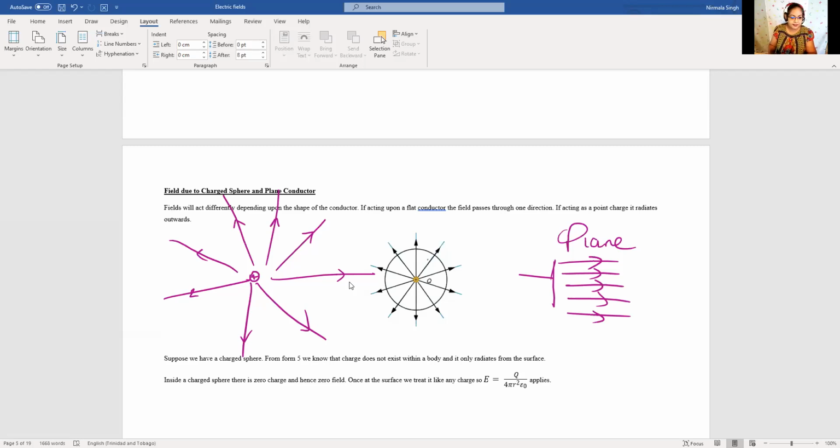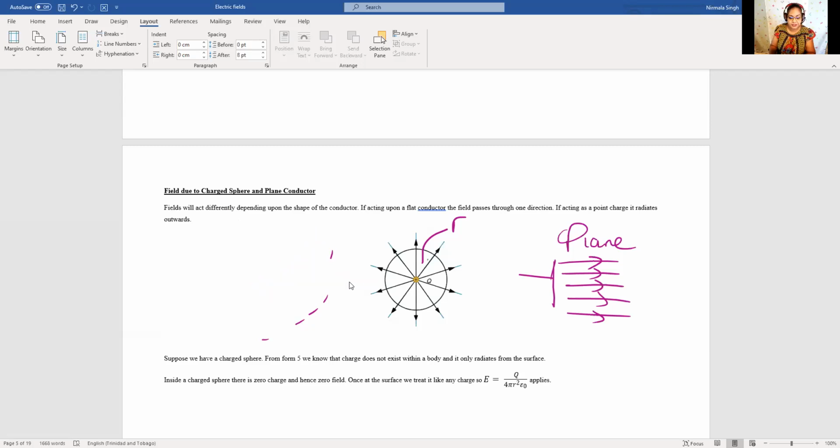And what we can do is find the force or the electric field that exists within a certain distance r away from your charge. So that's what we're going to look at today. We're looking at how the field changes due to a point charge. And in a point charge, your electric field is going to radiate outwards.